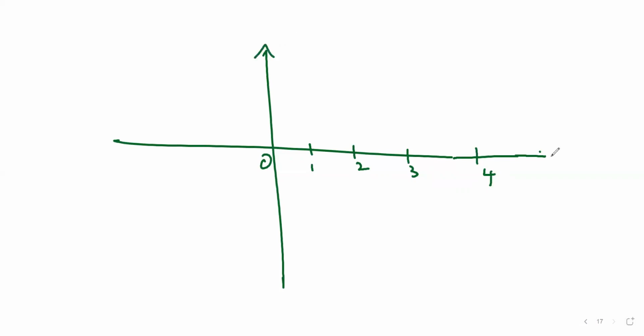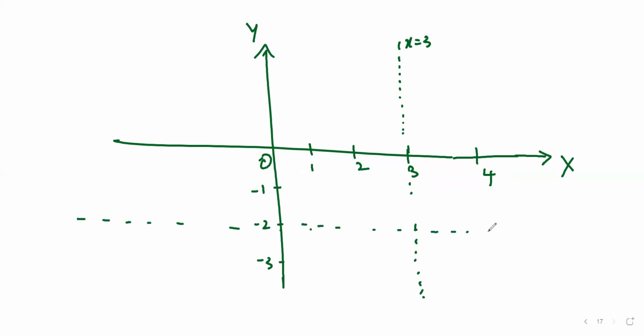And suppose I have a line like this, points like this, 1, 2, 3, 4. Now, when I say x is equal to, let's say 3, x is equal to 3 is a line parallel to y-axis, remember. So this dotted line is x is equal to 3. Similarly, if I want to show some other line, y is equal to, let's say, -1, -2, -3. So if y is equal to -2, it is a line parallel to x-axis. Y is equal to -2. So you need to remember this.